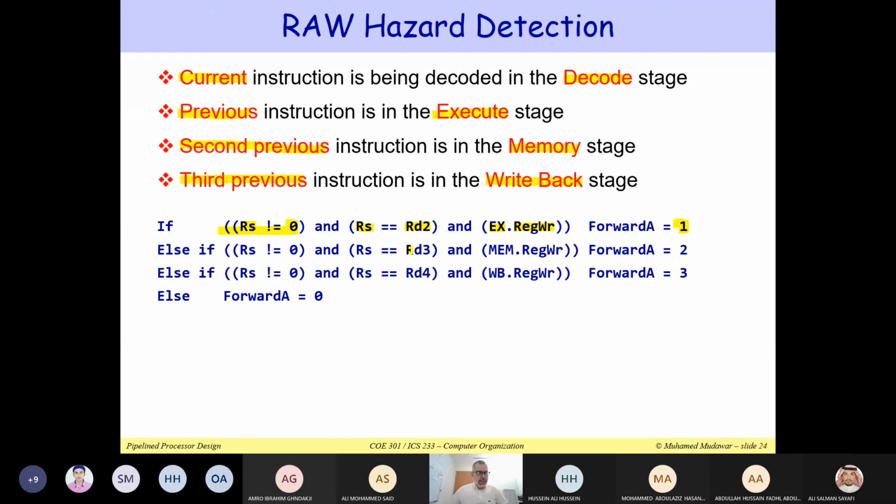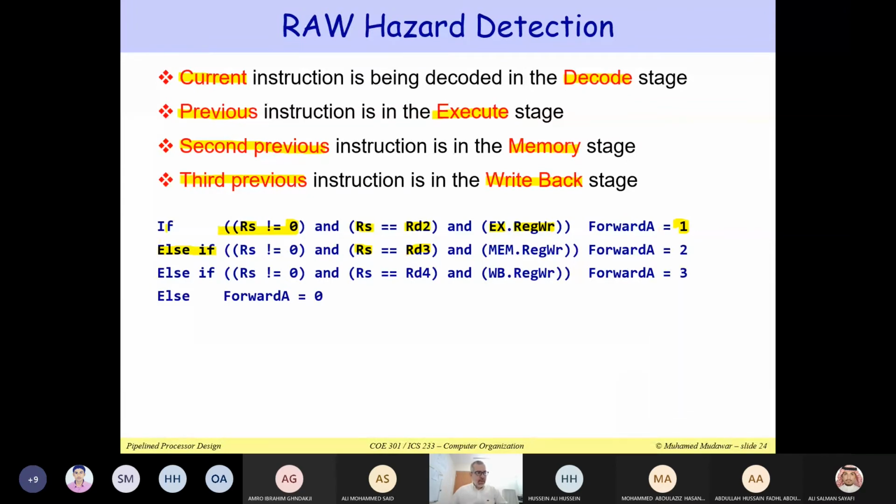Now, if this RS is equal to RD3, notice that I have here an else if, because the first if has the highest priority. You might have a case in which RS is equal to RD2 and RS is equal to RD3. That is, the current instruction in the decode stage depends on the previous and the second previous, and maybe even on the third previous. This is unlikely to happen, but if it happens, we use forward A equal to 1. So the first if is given the highest priority.